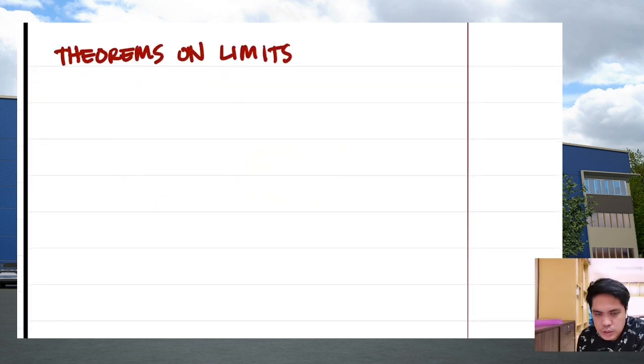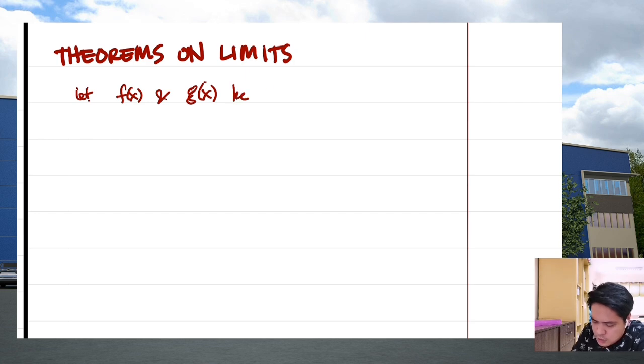Okay, let's now proceed to the theorems on limits. So basically, we will just be dealing with how we evaluate limits of functions. Okay, so first let us have these two functions. So let f of x and g of x, or it could be any other variables, not just x, be functions, of course. Okay, so let's call this the first theorem on limits.